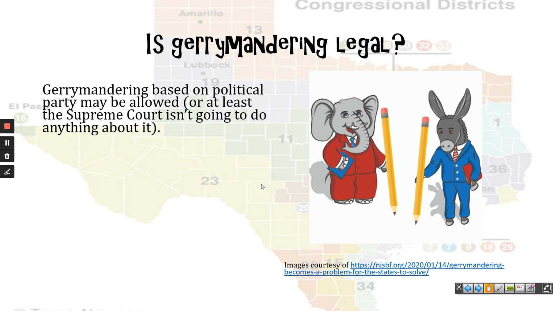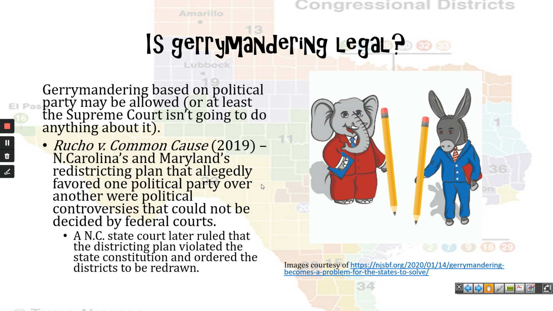Now, the example I was using was for political parties. And here's where my answer of whether gerrymandering is legal, I said maybe sometimes, maybe no, comes from. If you gerrymander on pure political reasons, that may or may not be allowed, because the Supreme Court had a chance to rule it unconstitutional last year, and they didn't do so. In Rucho versus Common Cause, the Supreme Court was looking at 2 different states.